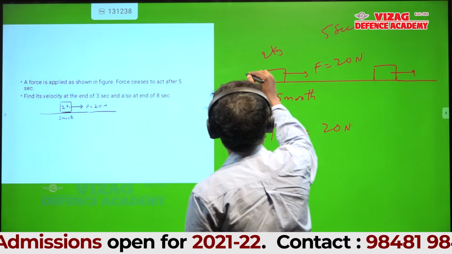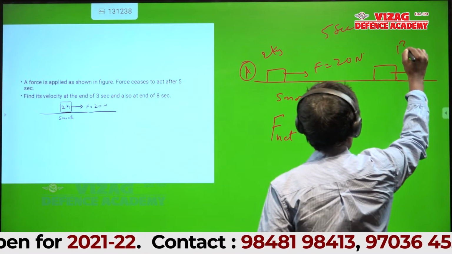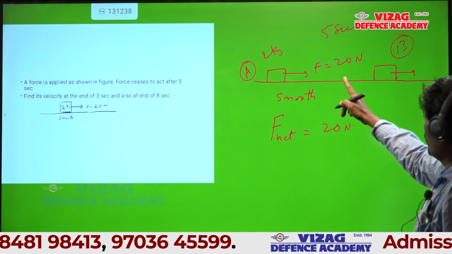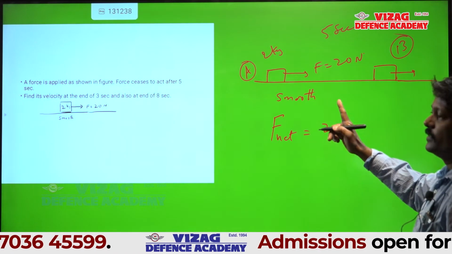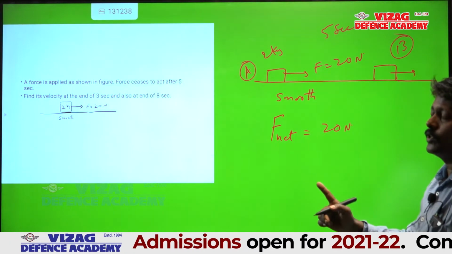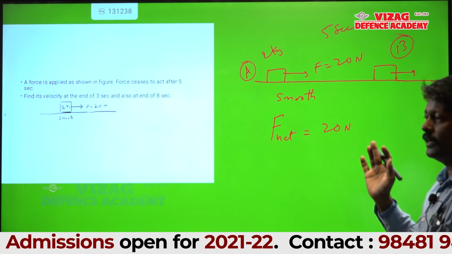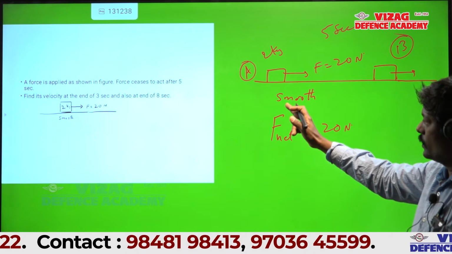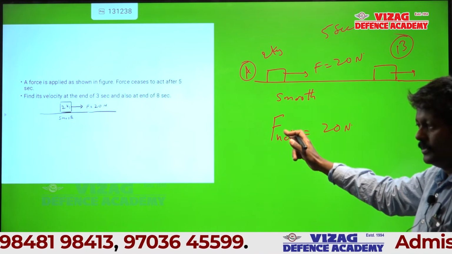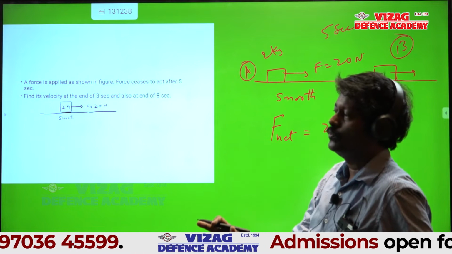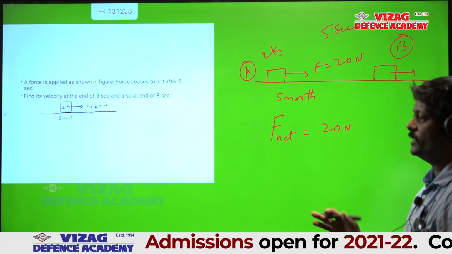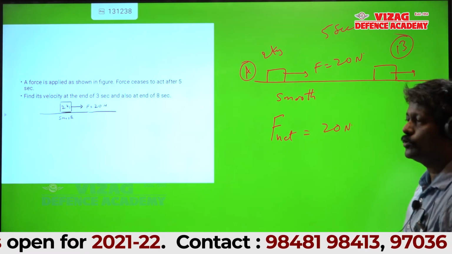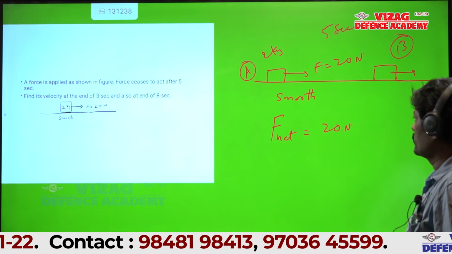Whatever velocity the body attained, this is A, this is B, at the end of 5 seconds, it will continue with the same velocity forever. Once again, whatever velocity it acquires at the end of 5 seconds, the body will continue to move with the same velocity. That is Newton's first law. In the first class I told this model, but some new students are there, so again I am repeating this.